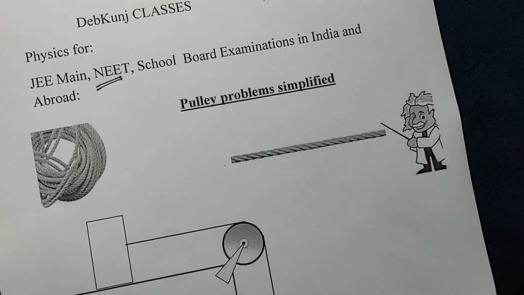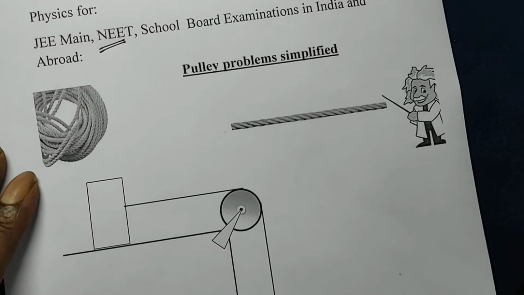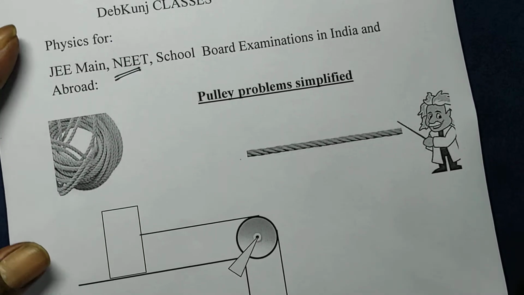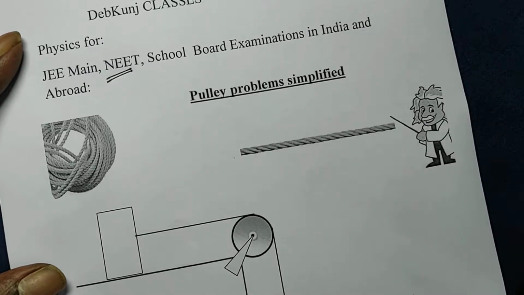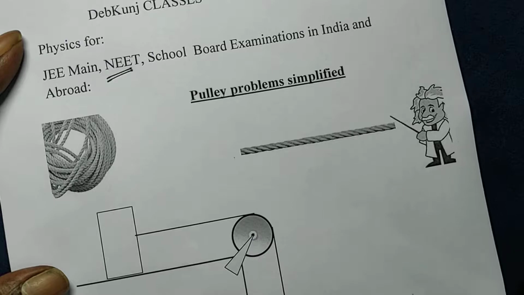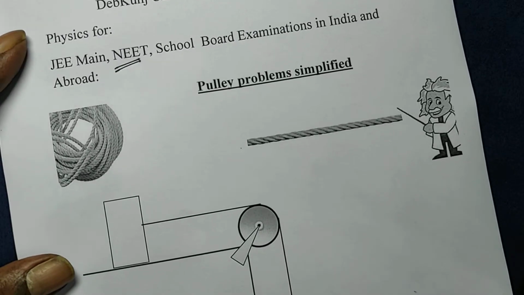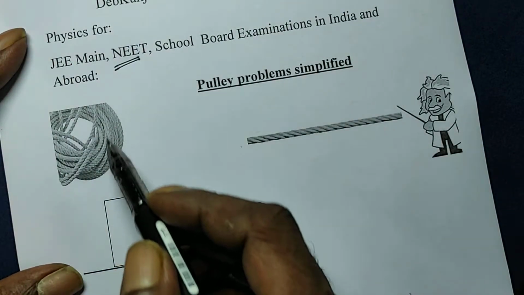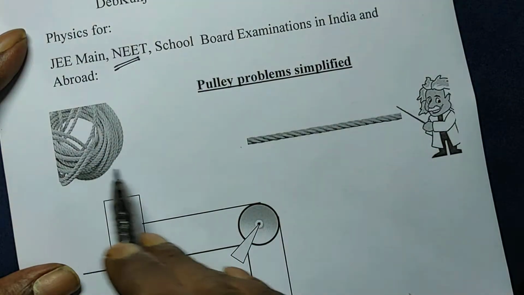Now here in this one I'll explain why the tension is away from the mass, right? Then I'll come back here to solve this problem. Look at this, this is a bundle of rope. I have taken a part of it.